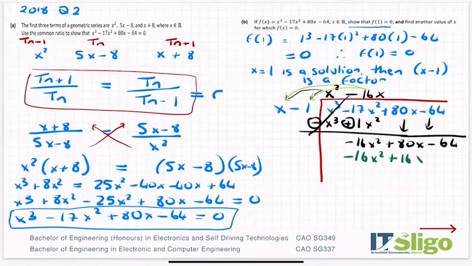16 by 1 is 16. Okay, change the sign, and they cancel. So then you have 80 minus 16, that's 64x. Take down this one, minus 64. And then you do it all over again.